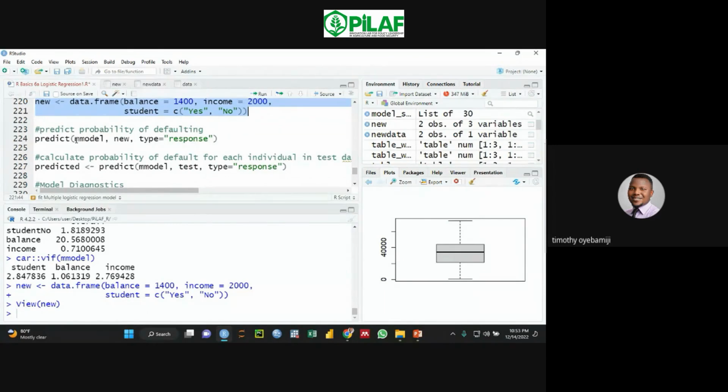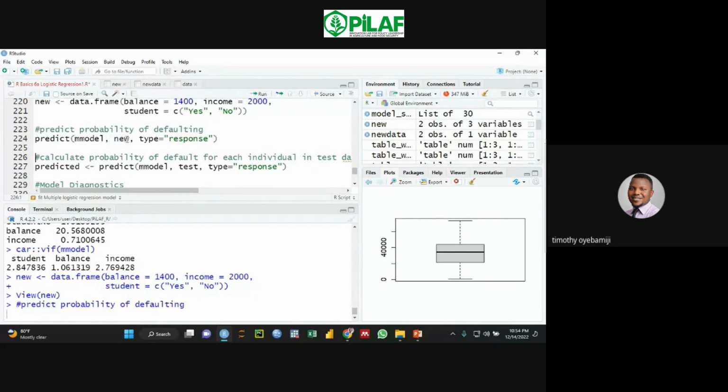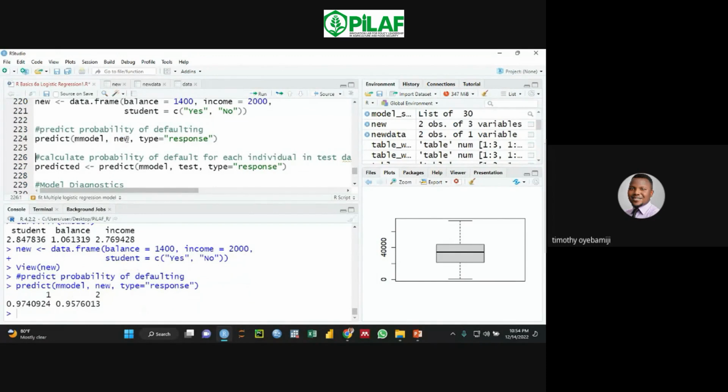Our model is MM. If you check for the multiple logistic regression, MM, like M model, M for multiple, then the data is new. So just bring the model and data and type equals response to predict the response. Now, it's predicted 0.974, 0.957 again. So again, high chance of defaulting.